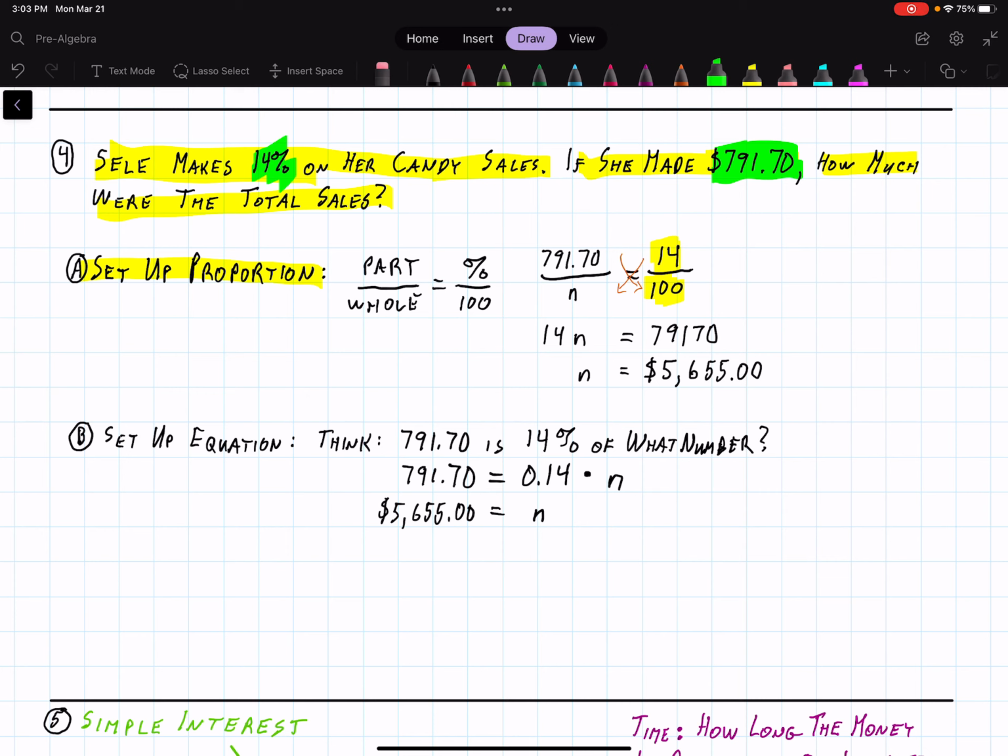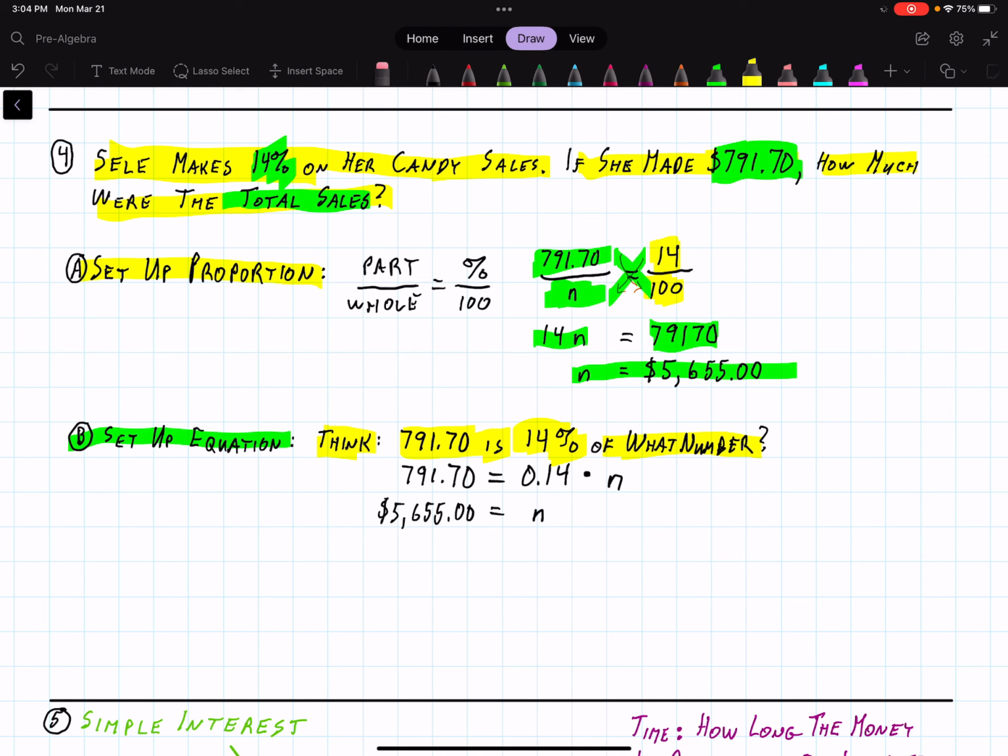So that's going to be the total, our N, or the total sales, the part we don't know. And the $791.70 is the part. So you cross multiply: 14N equals 79,170. Divide both sides by 14, and you get $5,655.